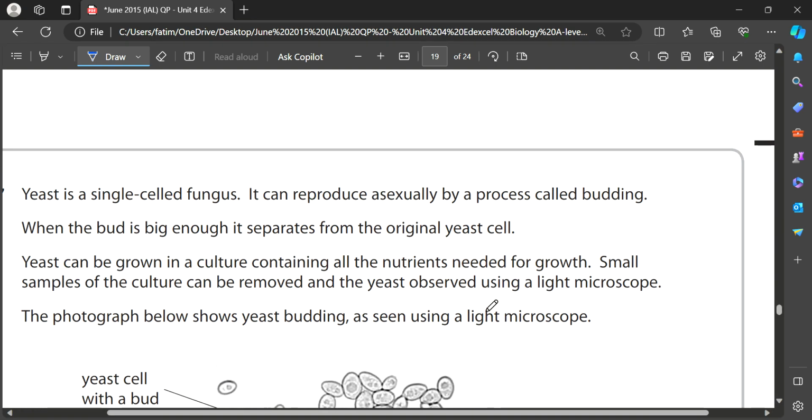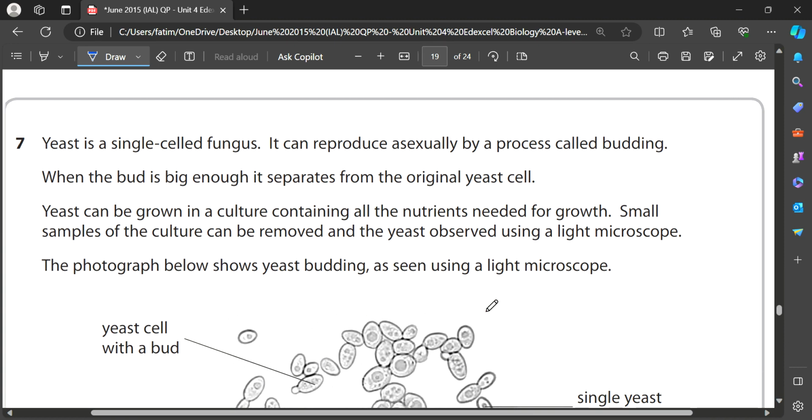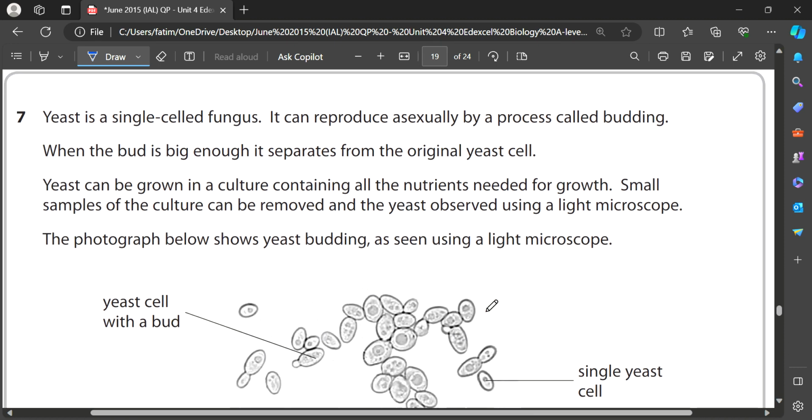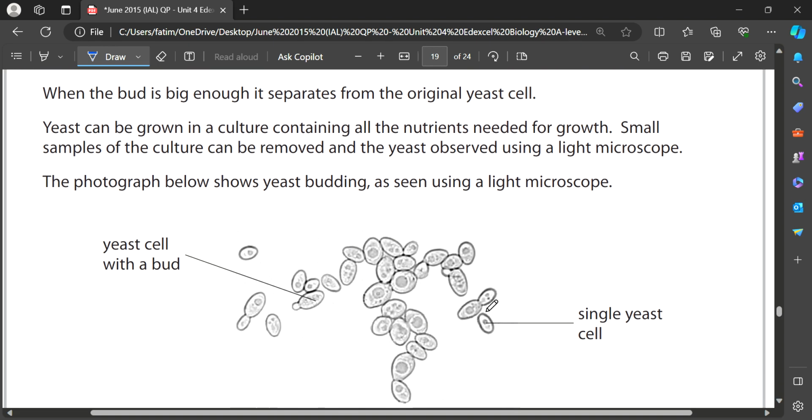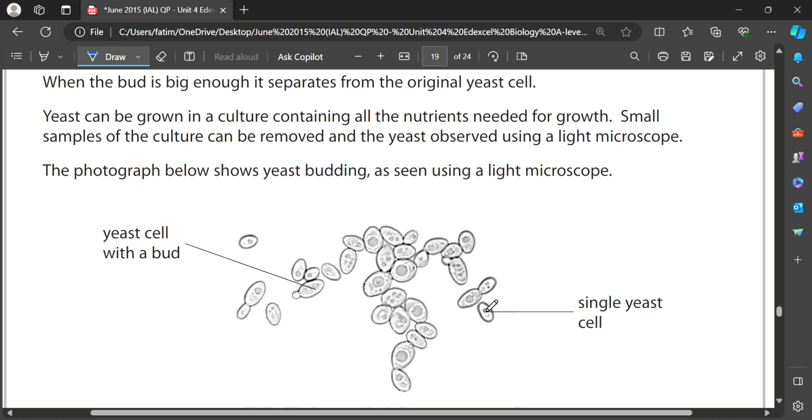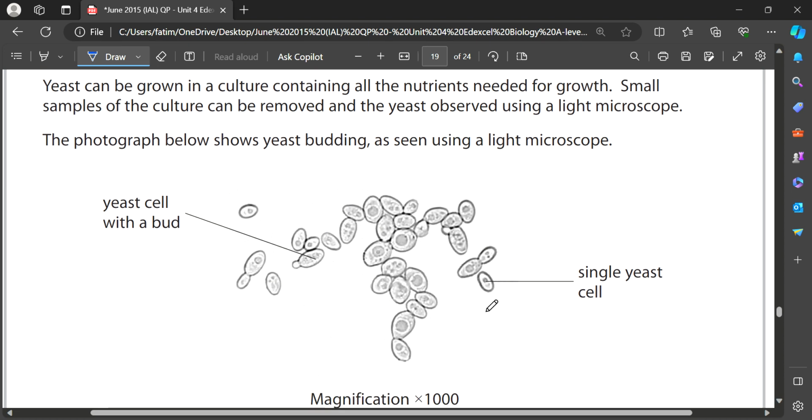Okay, so yeast is a single-celled fungus. It can reproduce asexually in a process called budding. When the bud is big enough, it separates from the original yeast cell. Yeast can be grown in a culture containing all the nutrients needed for growth. Samples of the culture can be removed and the yeast observed using a light microscope. The photograph below shows the yeast budding as seen using a light microscope.